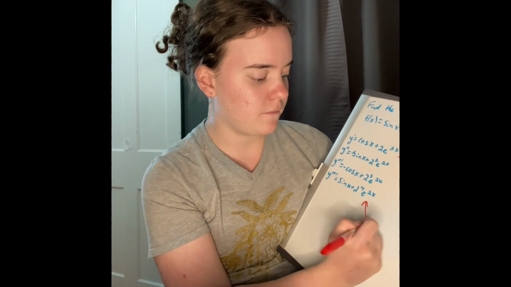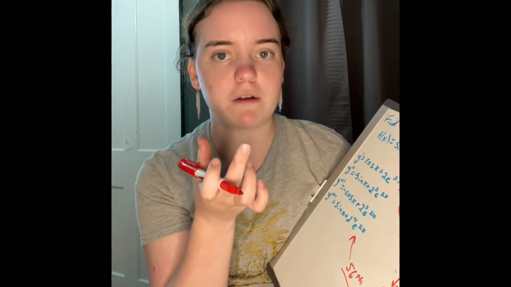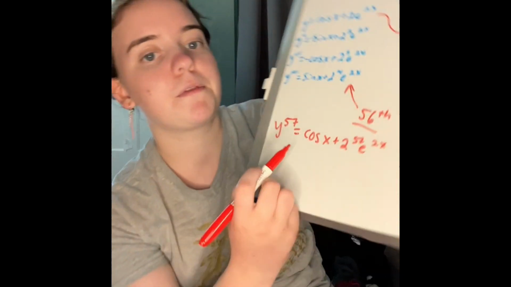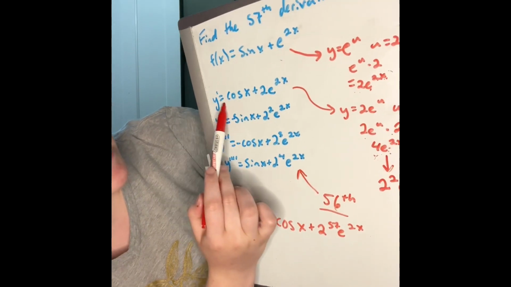So we can think, oh, if we're counting 1, 2, 3, 4, 1, 2, 3, 4, 1, 2, 3, 4, this will be the 56th derivative because it's to the power of 4. So then the next one would be the 57th. So we would know that the 57th derivative is cos x plus 2 to the power of 57 e to the power of 2x. But this would be the 57th derivative because the next one after 56 will be this one in the pattern.